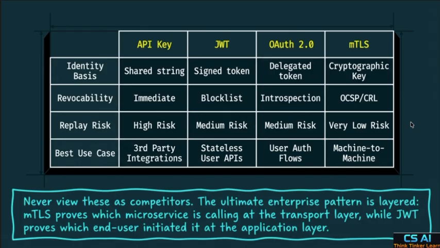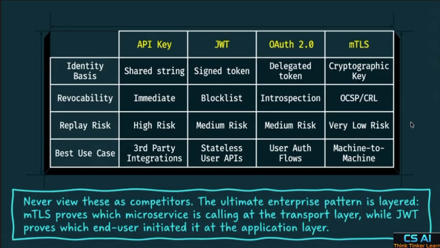When choosing an identity strategy, don't view these as competitors. View them as layers. API keys are great for simple third-party integration. JWTs are perfect for stateless user-to-service auth because they carry user context. OAuth2 is the standard for delegated access, but mTLS is the heavyweight champion for machine-to-machine security.